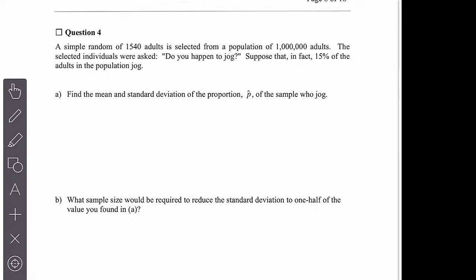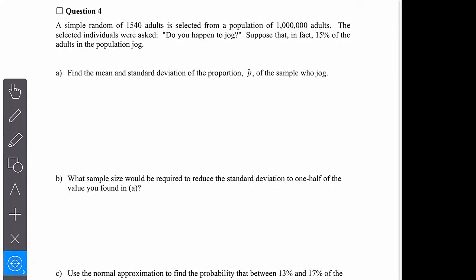Okay, the probability, question 4. A simple random sample of 1,540 adults is selected from a population of 1,000,000 adults. The selected individuals were asked, do you happen to jog? Suppose that, in fact, 15% of adults in the population jog. So this is the probability of jogging. So jogging is the success that we're looking for. And this 15% is our p, the probability of success, jogging.